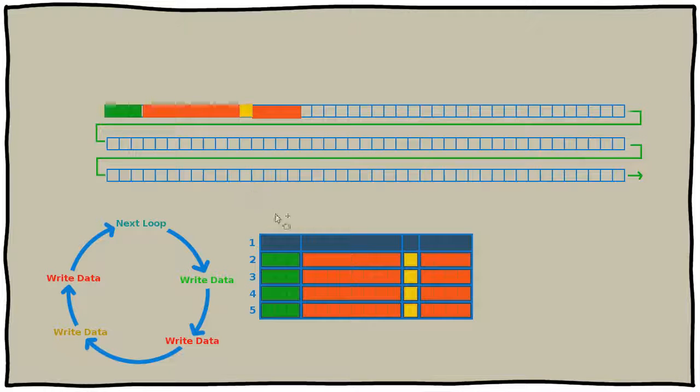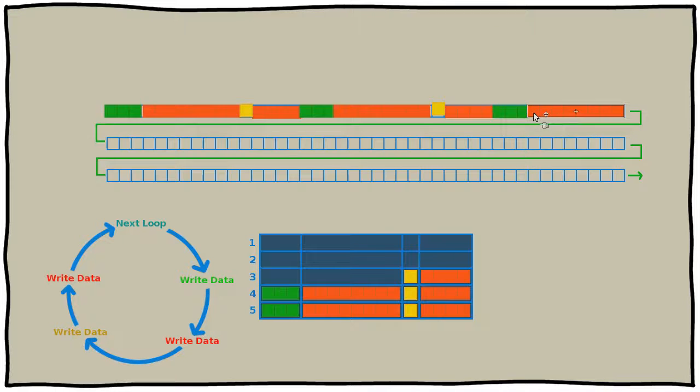On the next iteration of the loop, we then write the second data set in the same order. We continue doing this until the list of data sets is empty and we've written all the data into a continuous stream of bytes. This can then get saved to the hard drive.